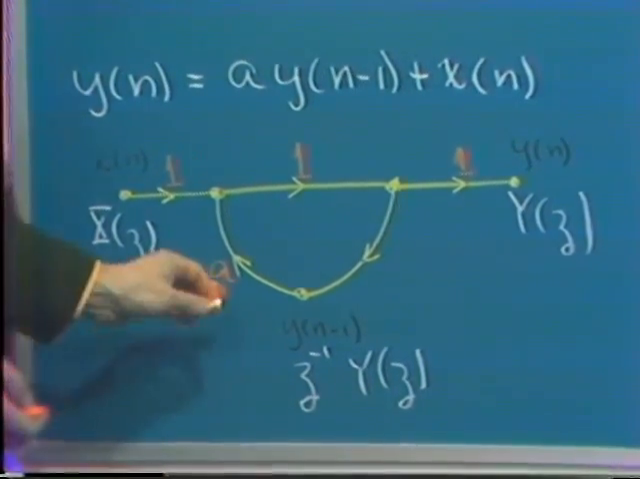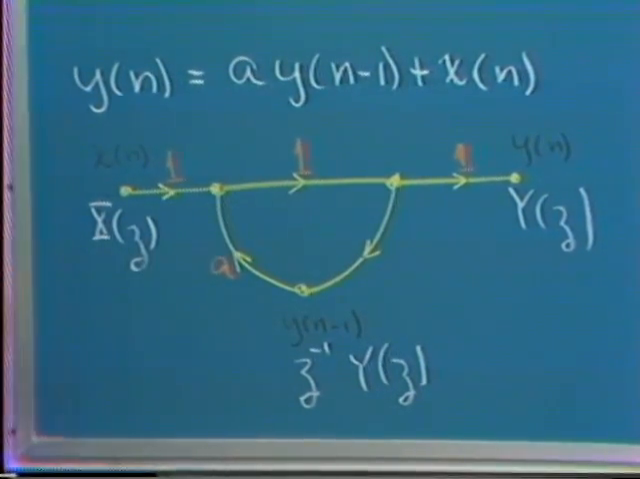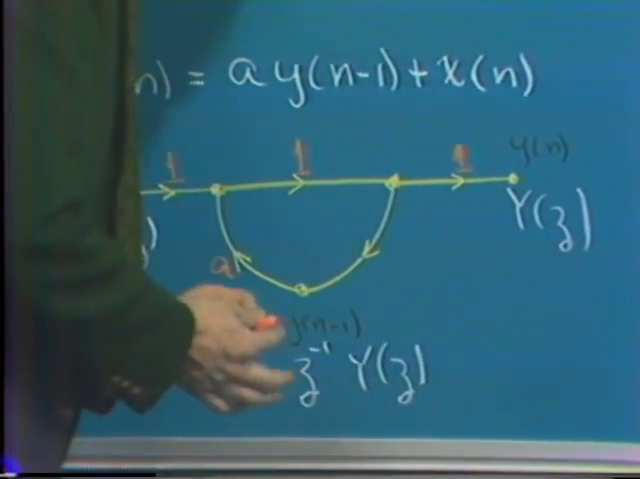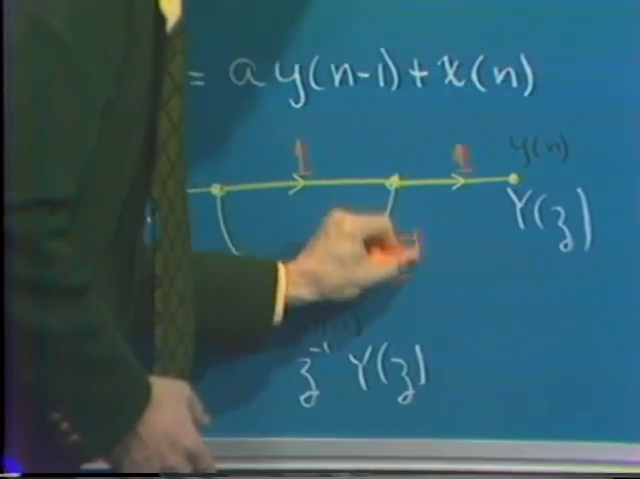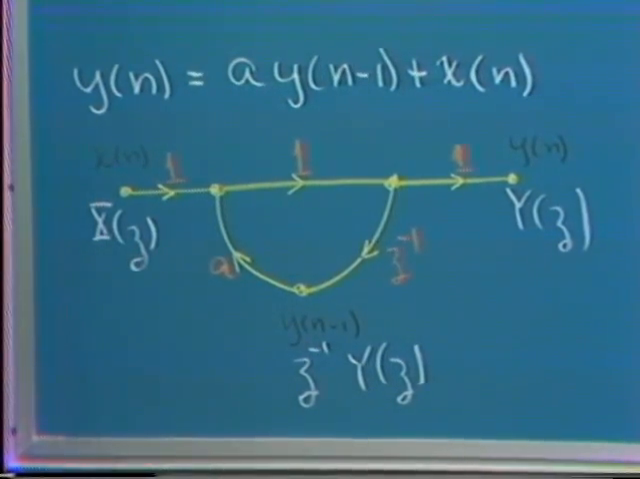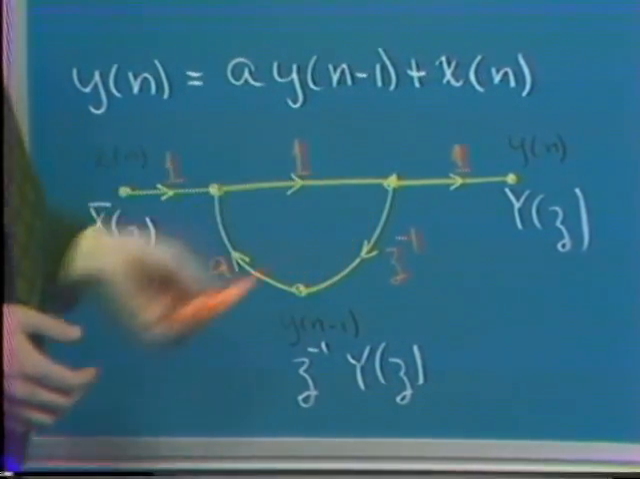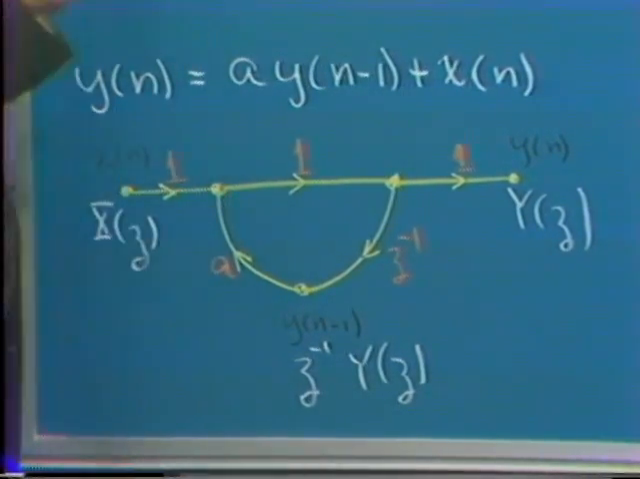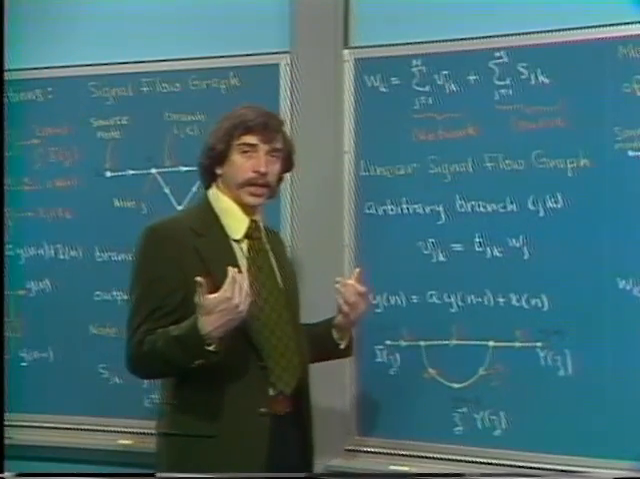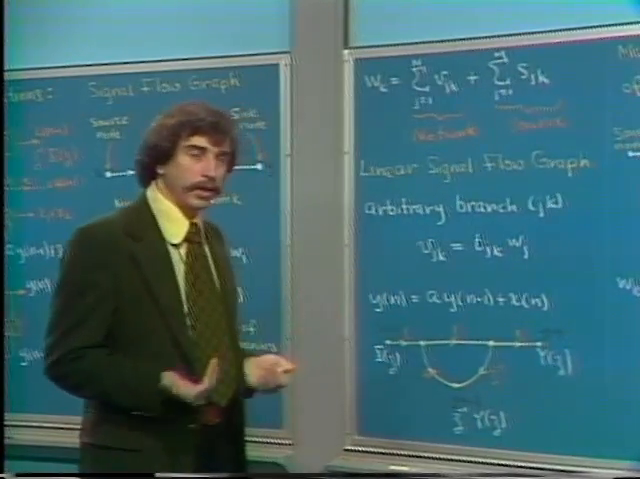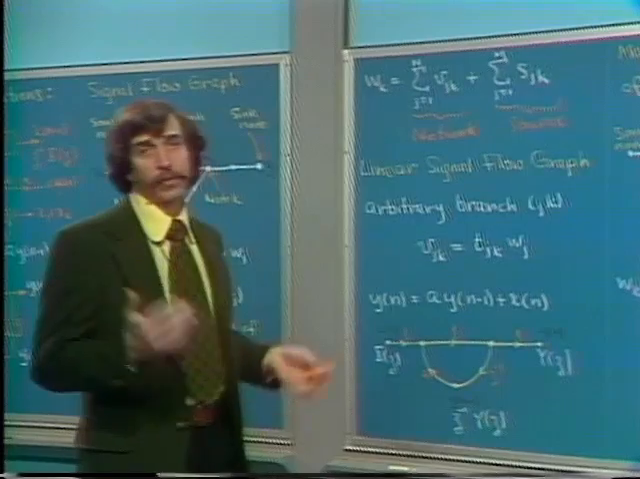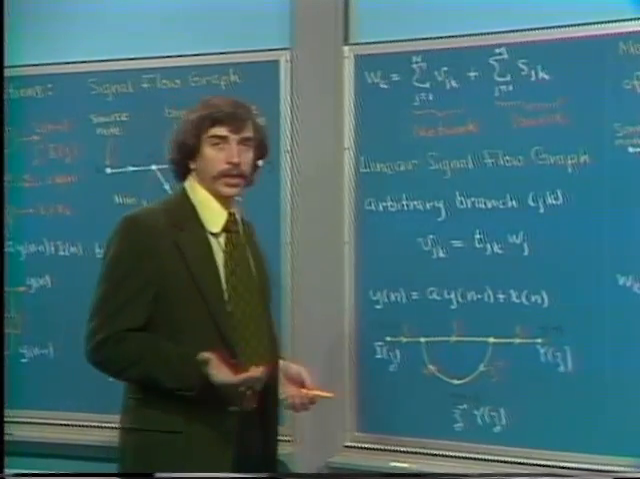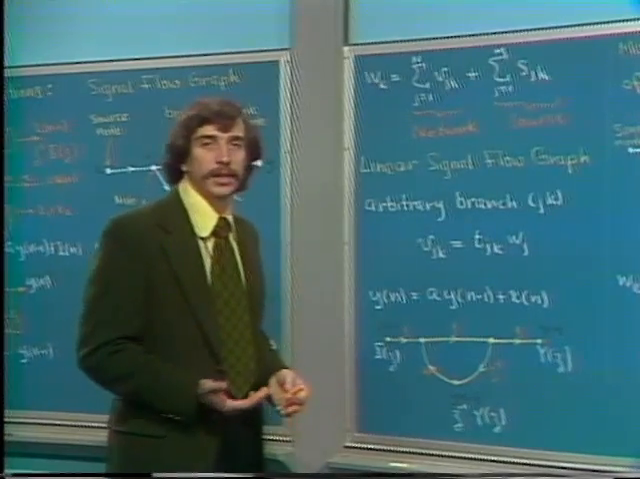And consequently, thinking of it in terms of z transforms, the gain of this branch then is z to the minus 1. So this, in fact, does correspond to multiplication by a function of z, as long as in the background we remember that the flow graph is representing relationships between the z transforms.